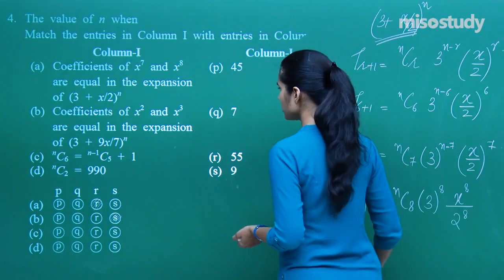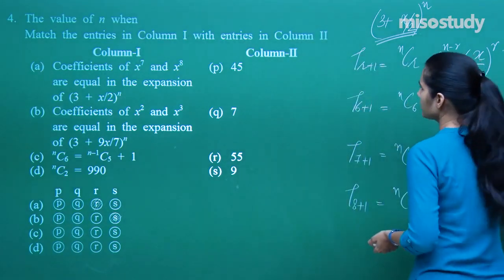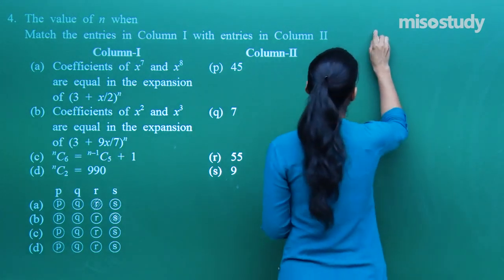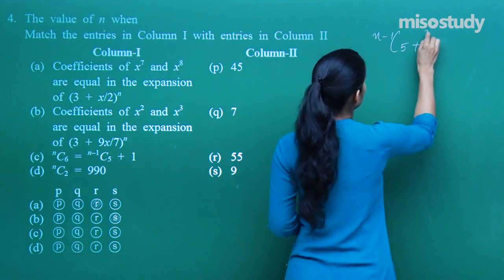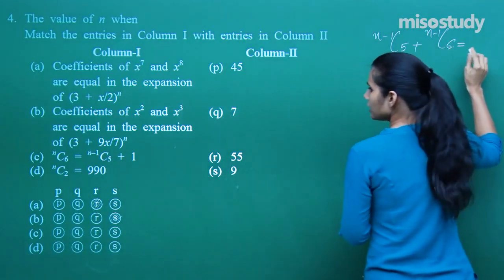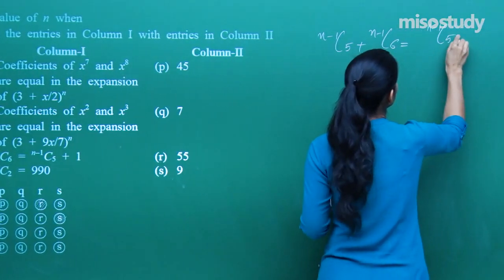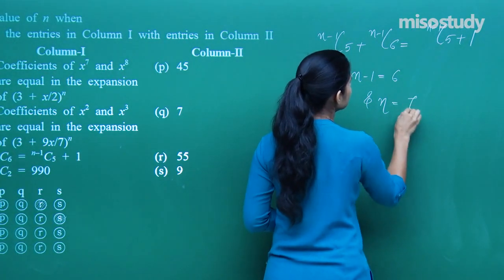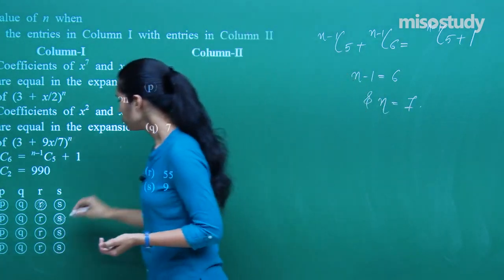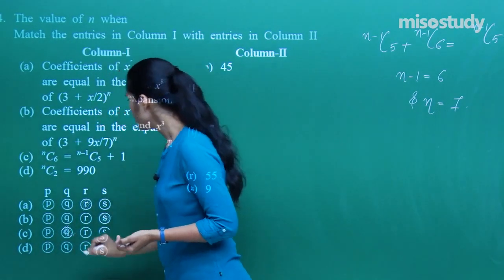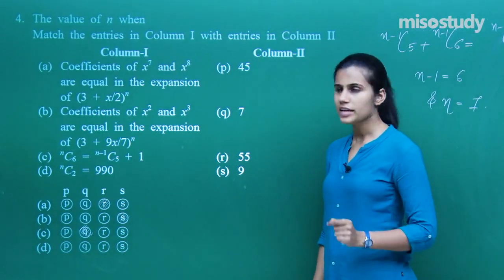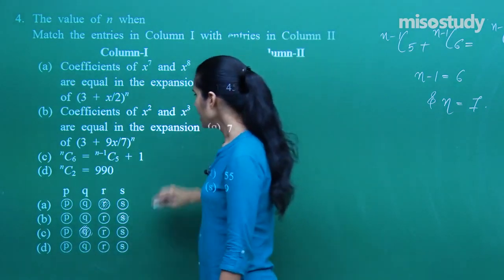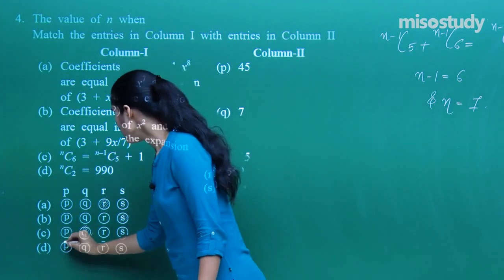Then you have nC6 equals (n minus 1)C5 plus 1. Now over here, it's pretty simple to understand. This can be written as (n minus 1)C5 plus (n minus 1)C6 equals (n minus 1)C5 plus 1, which implies n minus 1 equals 6 and therefore n equals 7. So C gets matched to Q. And nC2 equals 990 is very, very simple. Just plug in n equals 45. 45C2 is 990 and therefore D gets matched to P.